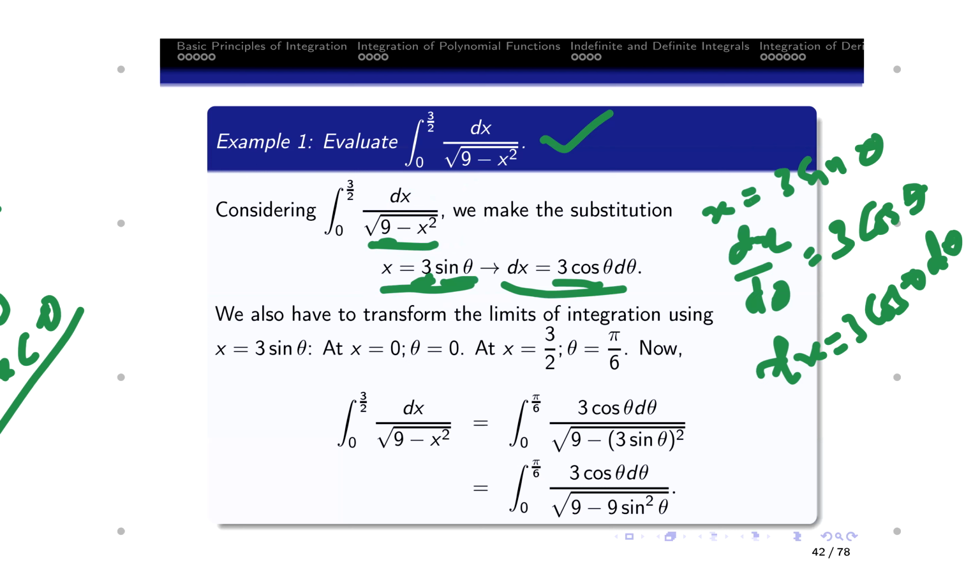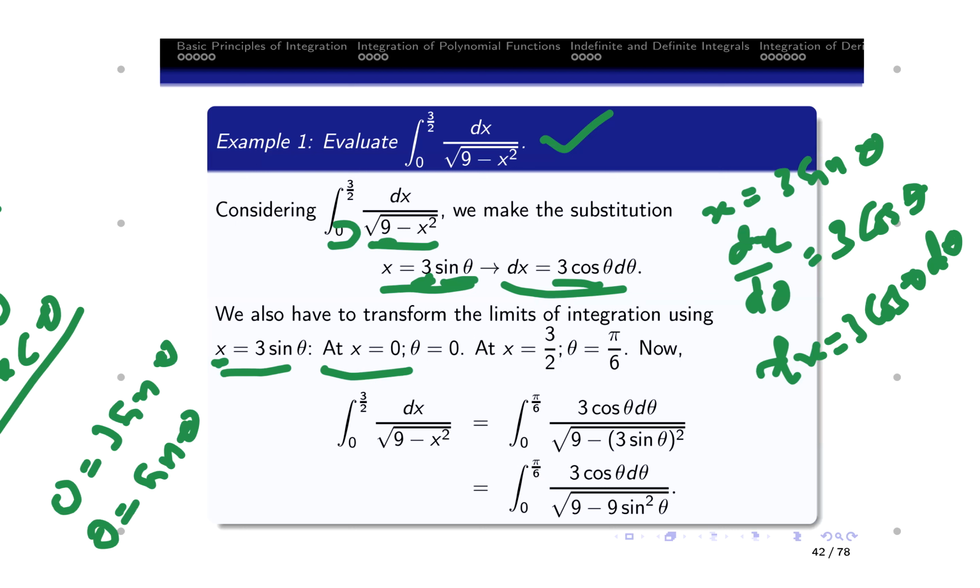So since x equals 3 sine theta, at x equals 0, we have 0 equals 3 sine theta. Divide through by 3, you get 0 equals sine theta. Take the arc sine of both sides, so theta equals arc sine of 0, and arc sine of 0 is 0. So at x equals 0, theta is also equal to 0. Then at x equals 3 over 2, theta is pi over 6. How do we get that?